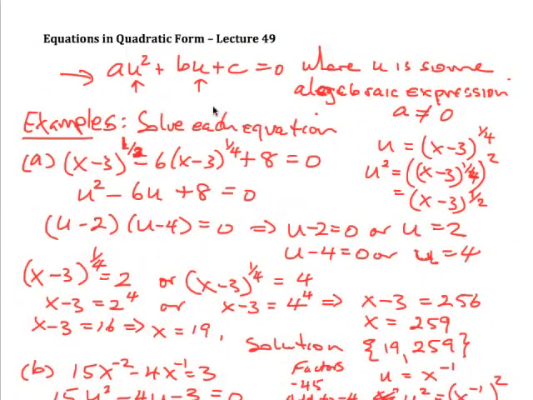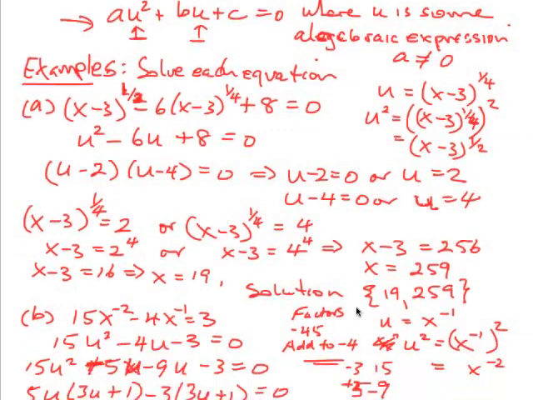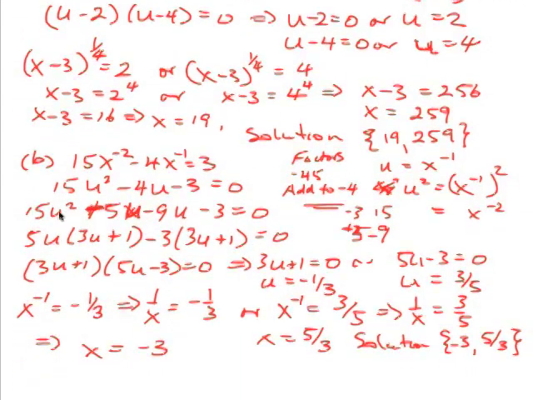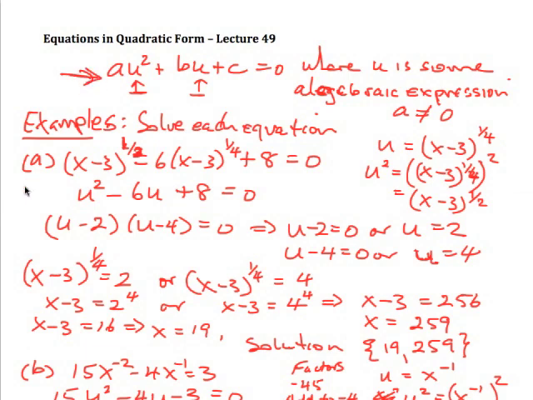So notice in these cases here, in these types of forms, we're looking for a u value that allows us to get it into this particular kind of form here.